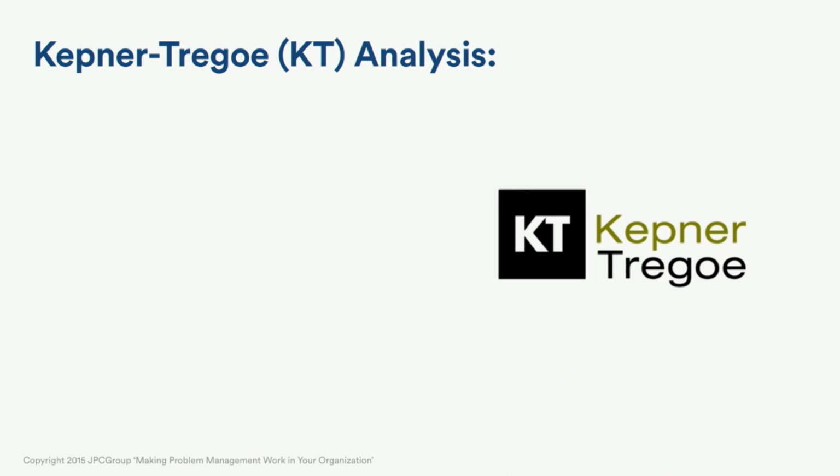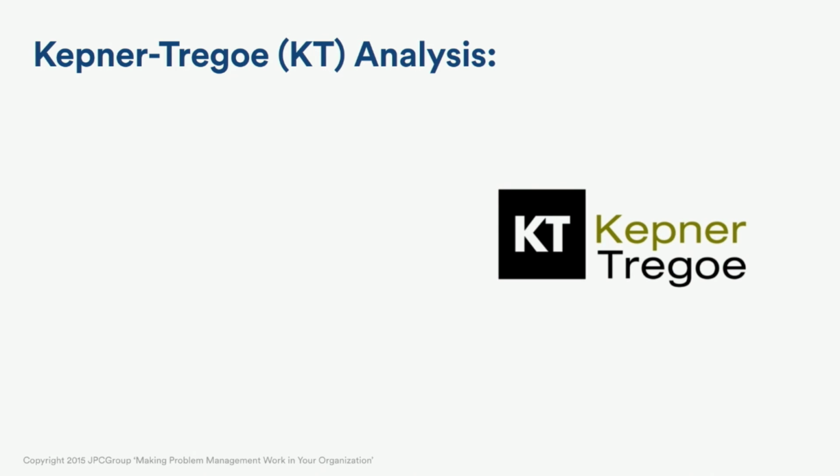The last one is Kepner-Tregoe. Out of curiosity, anybody use Kepner-Tregoe? Aware of it? We got one, too. All right. Kepner-Tregoe is a fairly sophisticated methodology, and it's been around about 60 years. All right? But it's something we would typically use when all the common things that you use don't work.